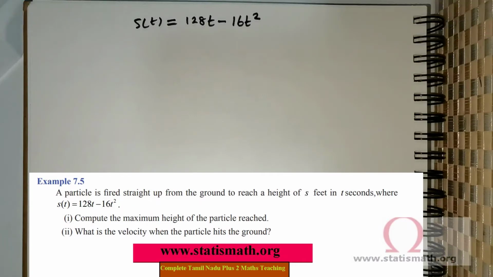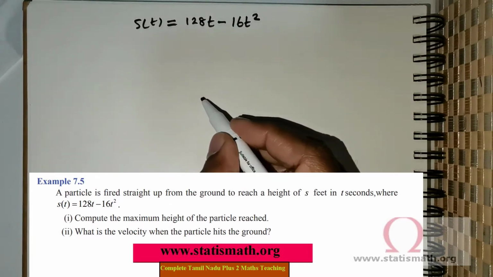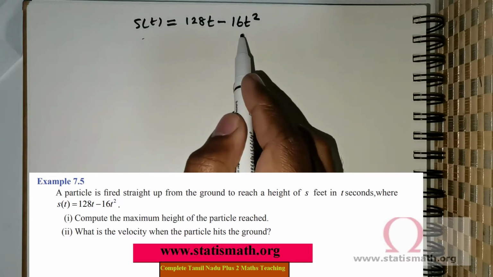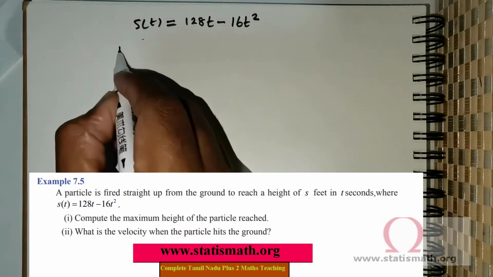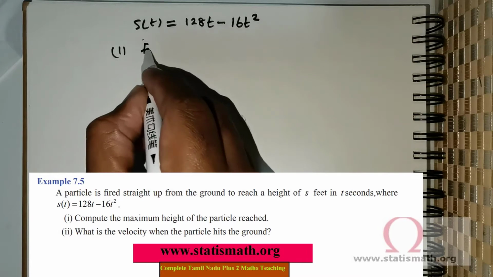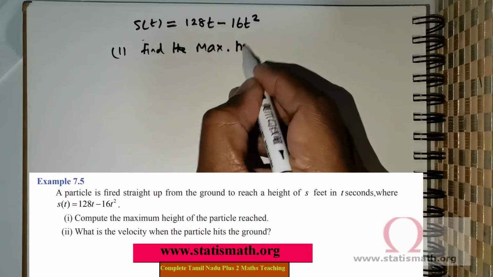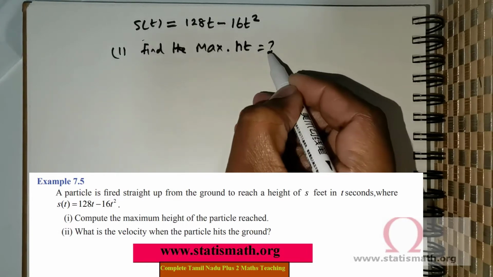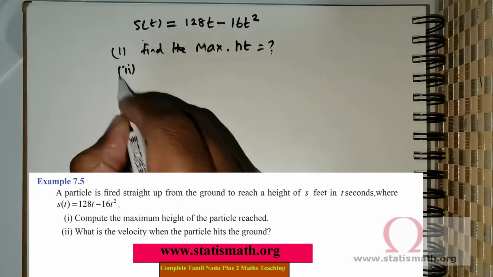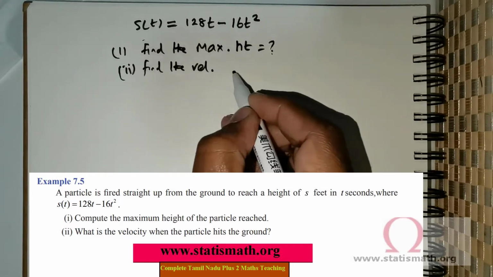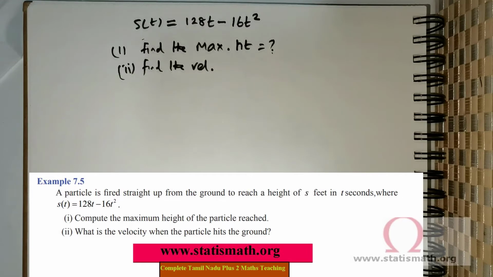Students, we are given this question. A particle is fired straight up from the ground to reach a height of s feet in t seconds, where s of t is 128t minus 16t squared. Now, we are given two requirements. First, we have to find the maximum height. And then we are expected to find the velocity when the particle hits the ground. So two important requirements are there.